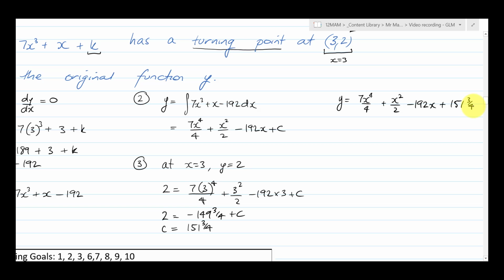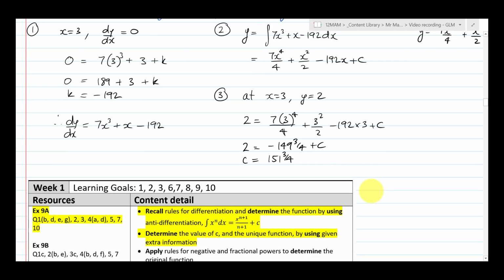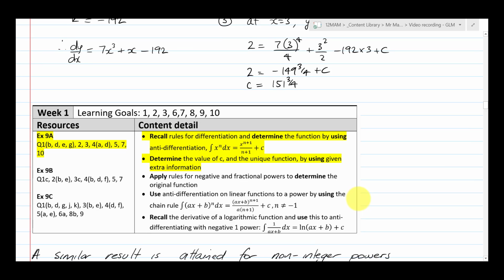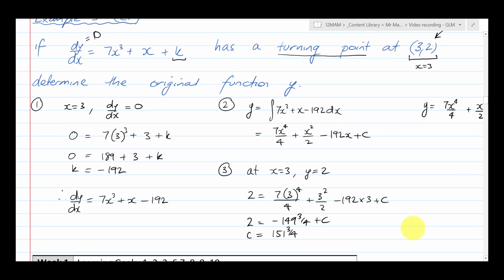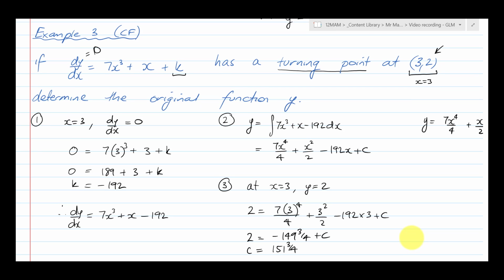And of course, here we have our week 1 resources, exercise 9a, and some of the content detail that hopefully by the end of this you'll know how to do. But that was a nice little complex familiar question as well, to give you a bit of a taste of that situation. All the best.